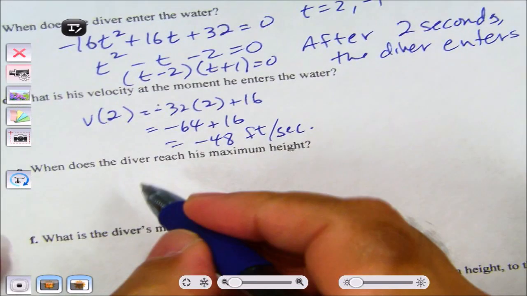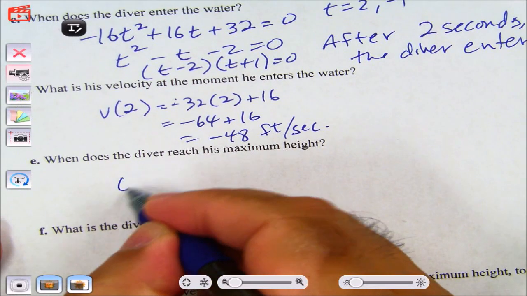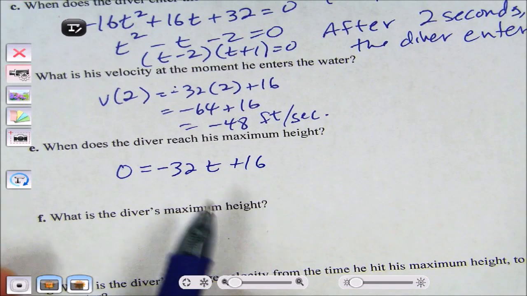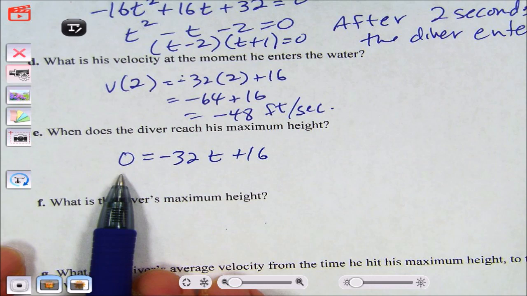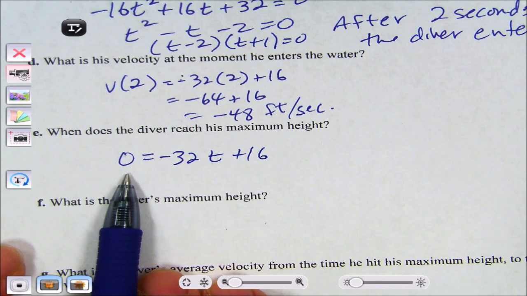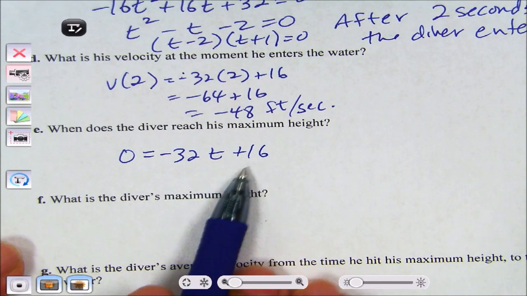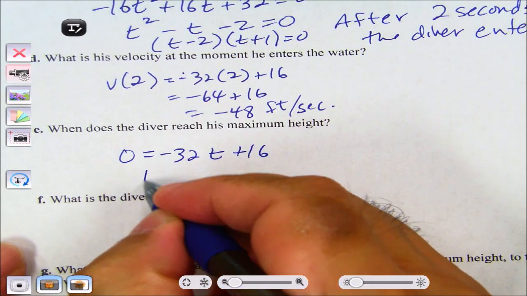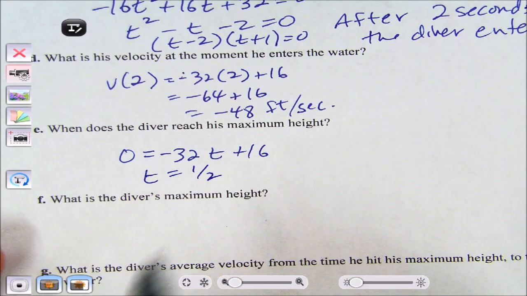So you plug in 0 to the velocity equation? Right, so that'll be 0 equals negative 32t plus 16. Now, you're not plugging in time equals 0, you're saying the velocity is equal to 0. So then you solve this equation, which would be what? T equals 1/2? Yes, that's the answer.